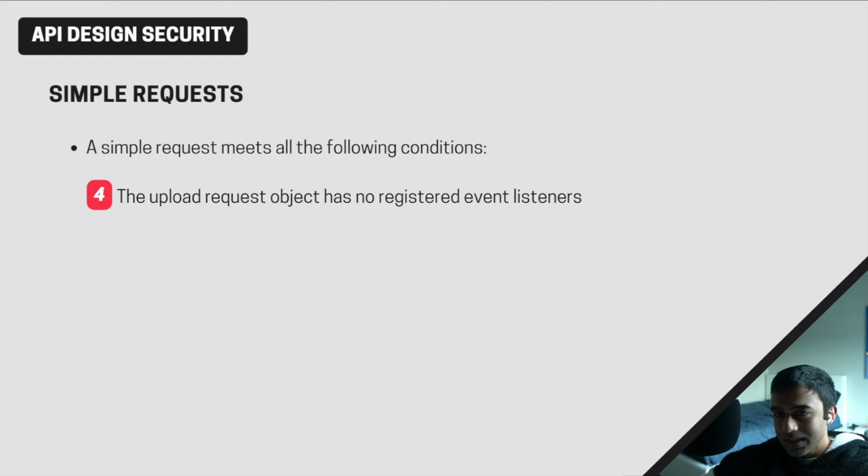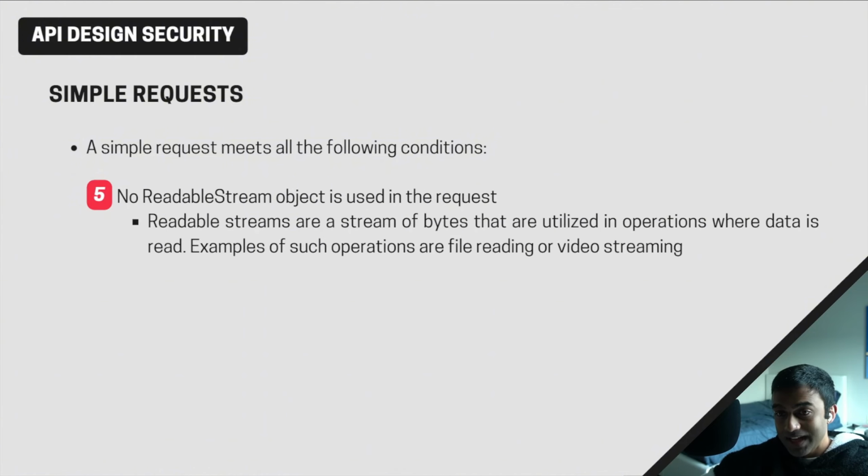And fourth, the upload request object has no registered event listeners. And fifth, no readable stream object is used in the request. Readable streams are streams of bytes that are utilized in operations where data is read. Examples of such operations are file reading or video streaming.